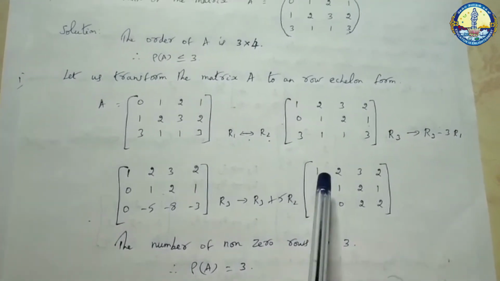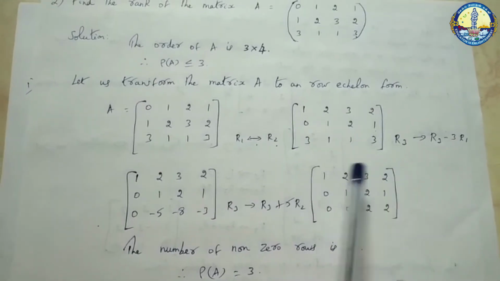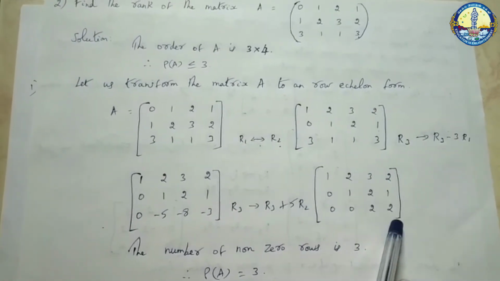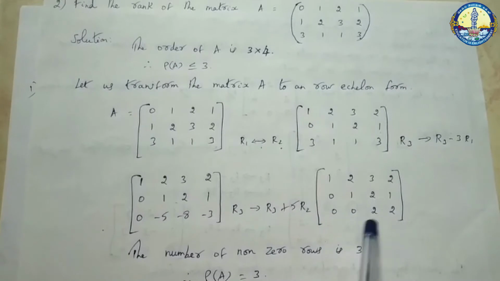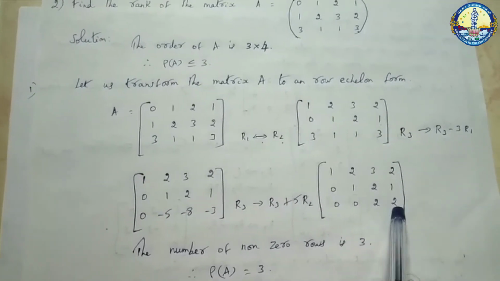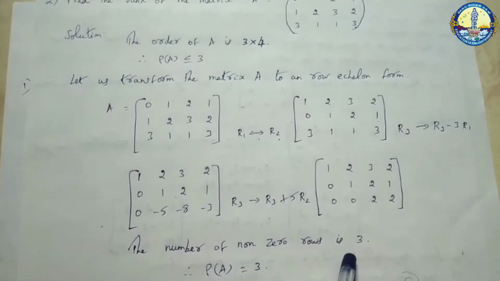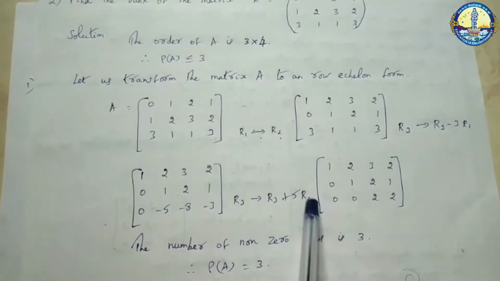The number of non-zero rows is 3, because this is a non-zero row, this is also a non-zero row, and this is also a non-zero row, since not all elements are 0. So the number of non-zero rows is 3. So the rank of the matrix is 3.